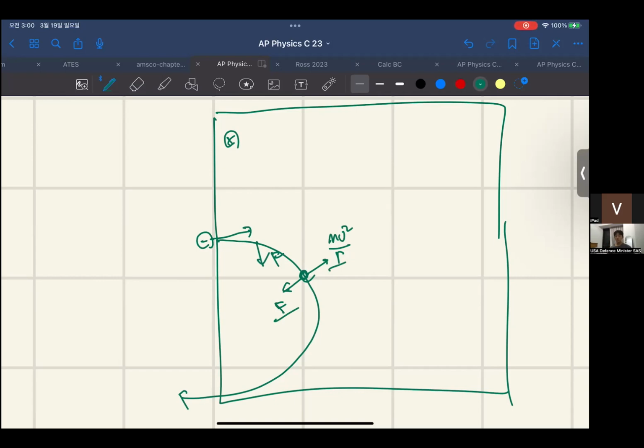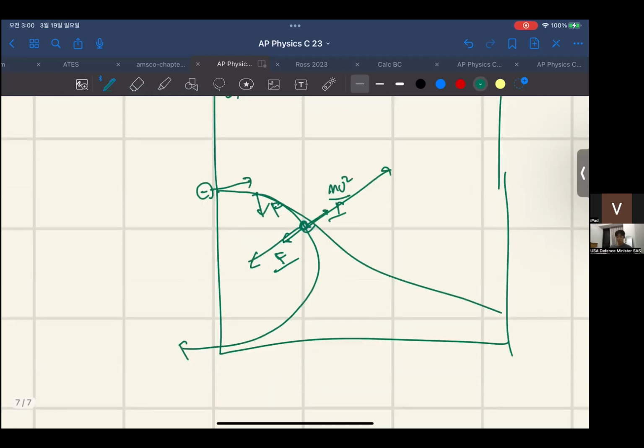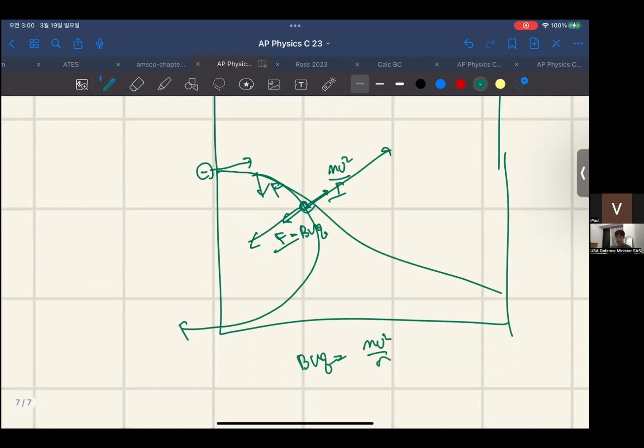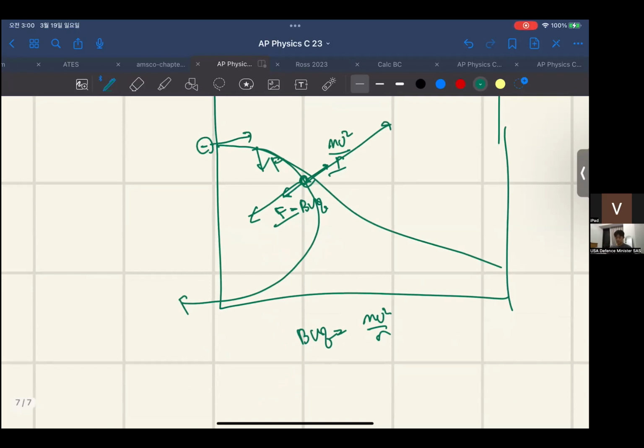Or else, it's going to either just move towards the center of the circle if F is greater than mv squared over r, or it's just going to exit the orbit. It's just going to fly away if mv squared over r is greater. Thus, this F, the magnetic force, which is BVQ, should be equal to the centrifugal force you have. With this, you can figure out the radius, because you can just use simple algebra, and that would give you mv over bq.